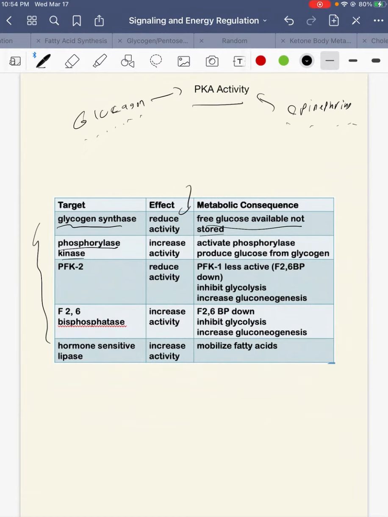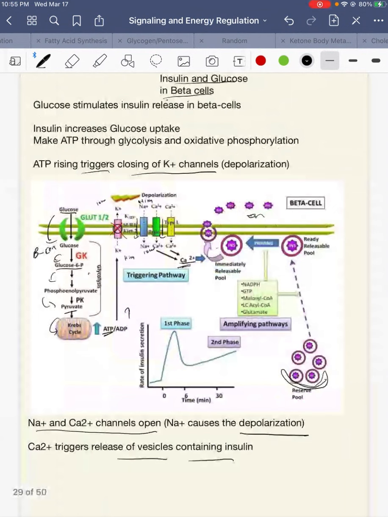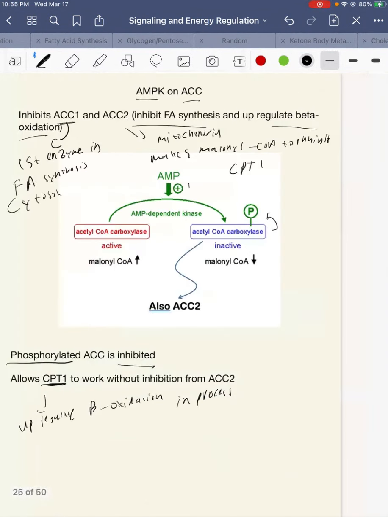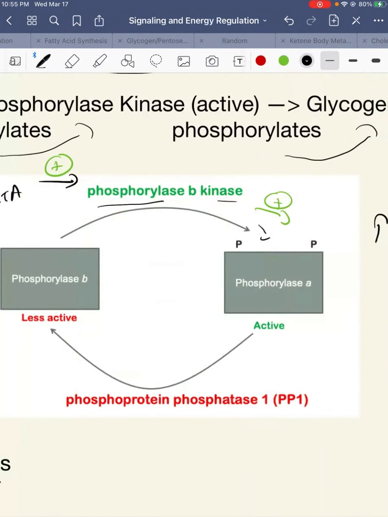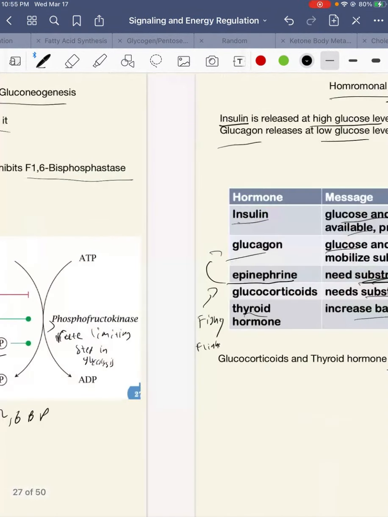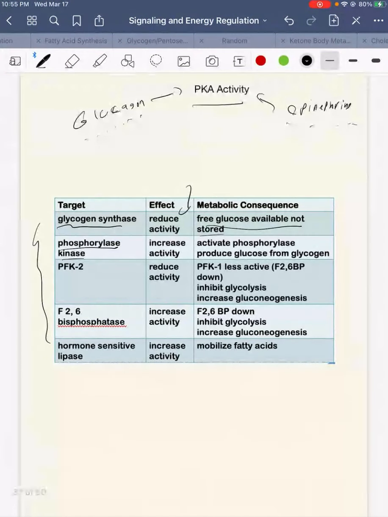Phosphorylase kinase. So what is phosphorylase kinase? It activates the phosphorylase enzyme. So it puts a phosphate on it. Let's go back. Yeah, phosphorylase kinase makes phosphorylase active, and then we're able to break down glycogen more efficiently. Okay. So we probably want to activate phosphorylase kinase to be able to break down more glycogen.